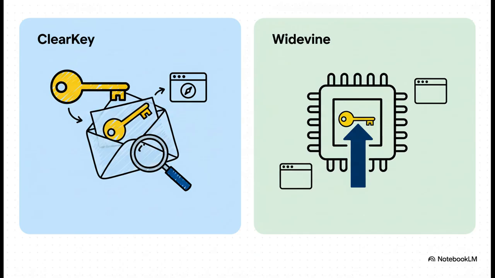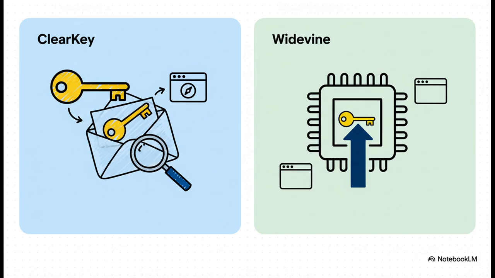It essentially sends the key to your browser in what I like to call a transparent envelope. Seriously, anyone with some basic developer tools can just open up their browser, look at the network traffic, and literally just see the key pop up. It's like putting a fantastic lock on your front door, but then mailing the key in a see-through plastic bag.